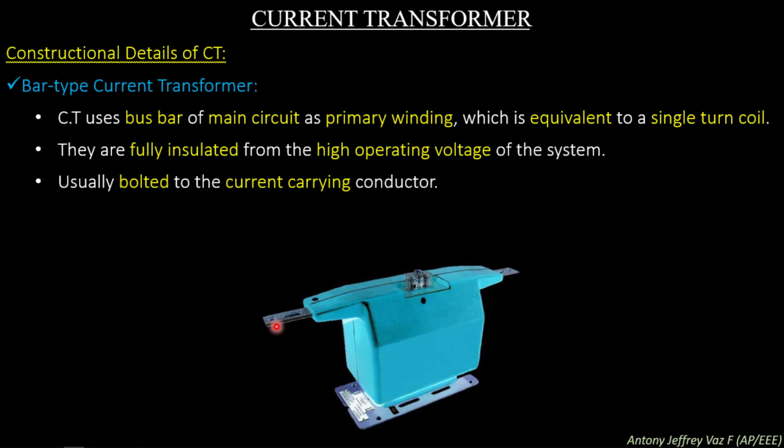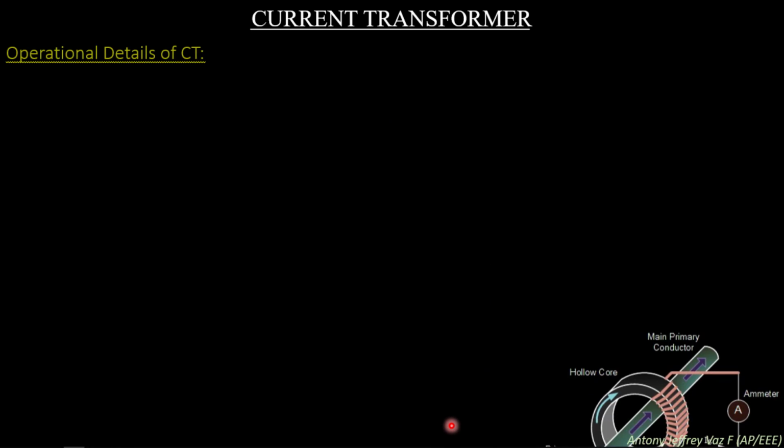You can see a screw hole. So the bus bar which is to be measured is bolted with this terminal in the current transformer, and the other side of the bus bar is bolted in this terminal, and the current flowing through the bus bar can be measured by this current transformer. The secondary windings of the current transformer are seen in the back side, and these secondary windings can be directly connected to the ammeter.